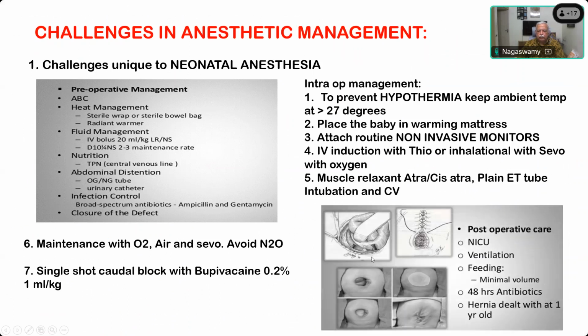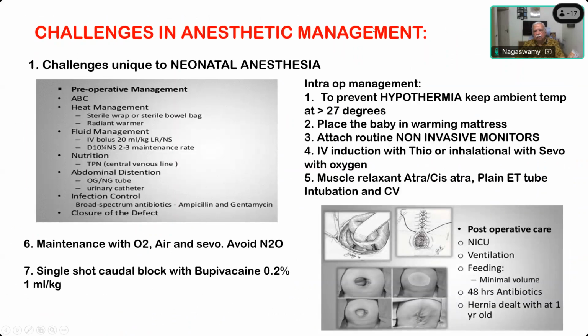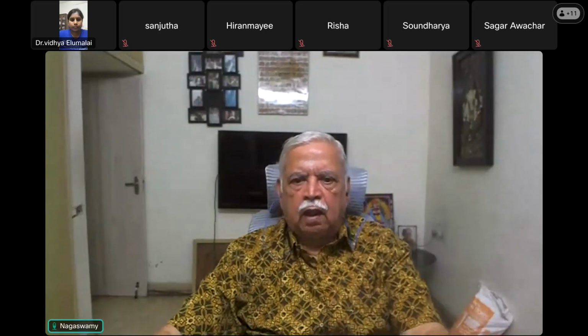And post-operative care, sometimes they have to be kept in neonatal intensive care. Large defects, as you said, may require ventilation, feeding in minimal volume, 48 hours of antibiotics. Hernia, which may be there if you are not able to close completely, may be dealt with after 1 year of the life of the child. Okay? So these are the points that you have to keep in mind for omphalocele.